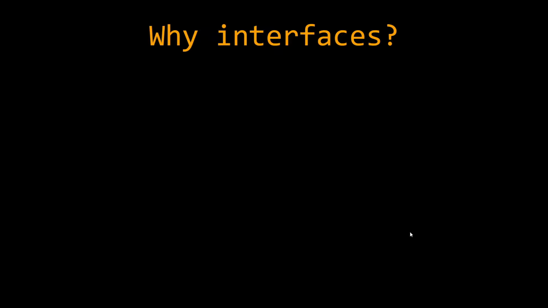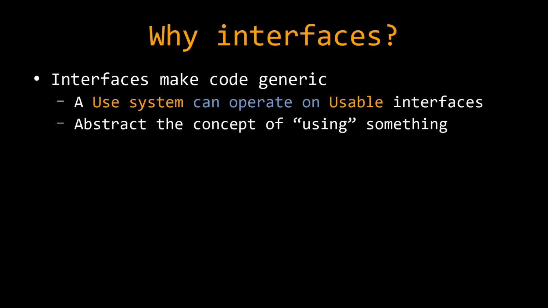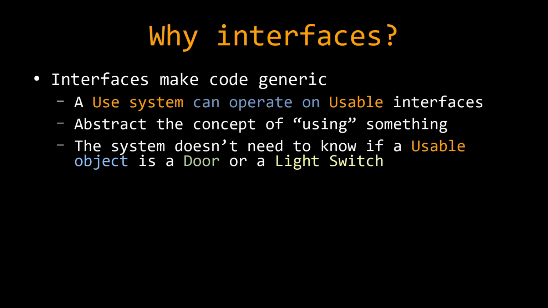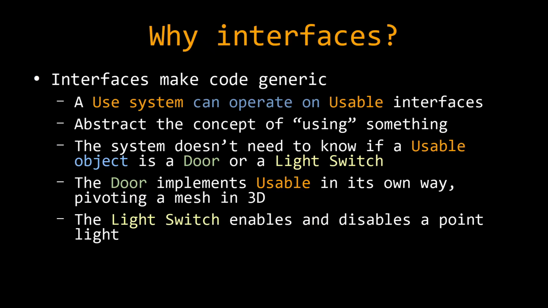So why interfaces? Interfaces make code more generic. For example, we could make a use system that can operate on usable interfaces. We're extracting the idea of using something, so the system doesn't need to know if a usable object is a door or a light switch. The door can implement its usability in its own way, where if it gets used, it pivots a mesh in 3D. Or the light switch can implement usability in its own way, where it enables or disables a point light based on whether or not it's used in the current state.